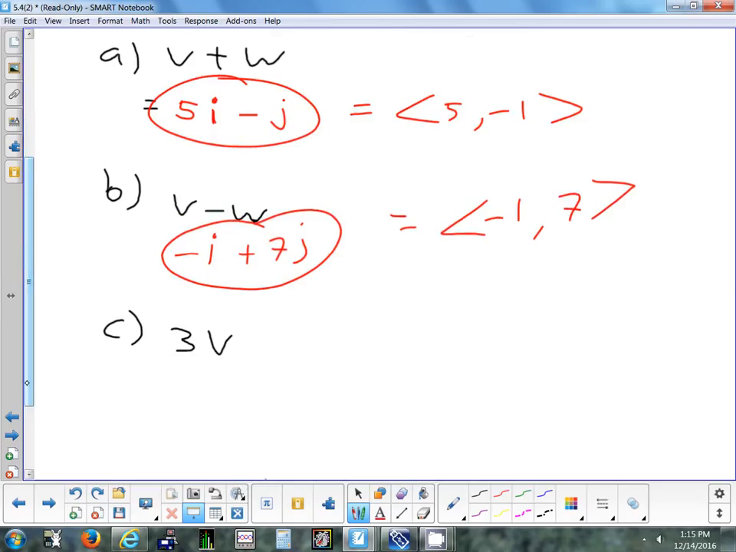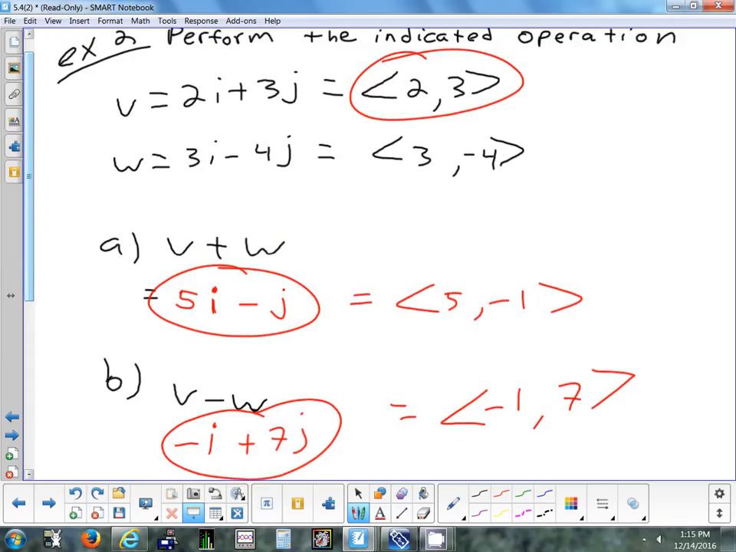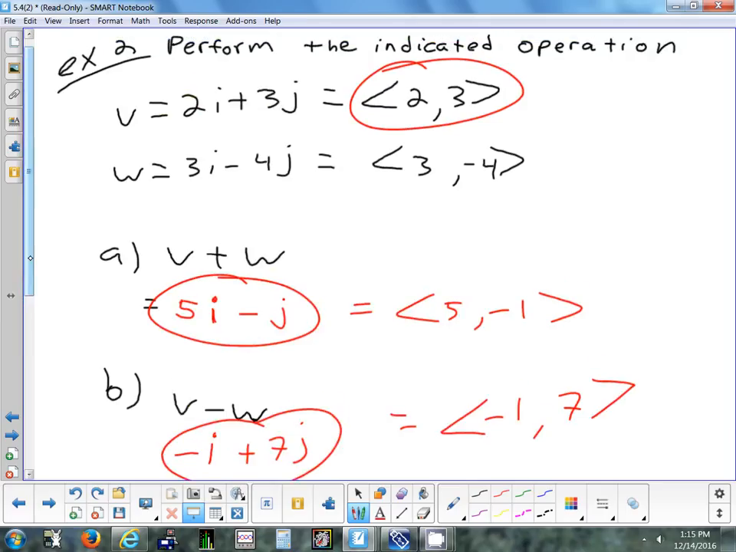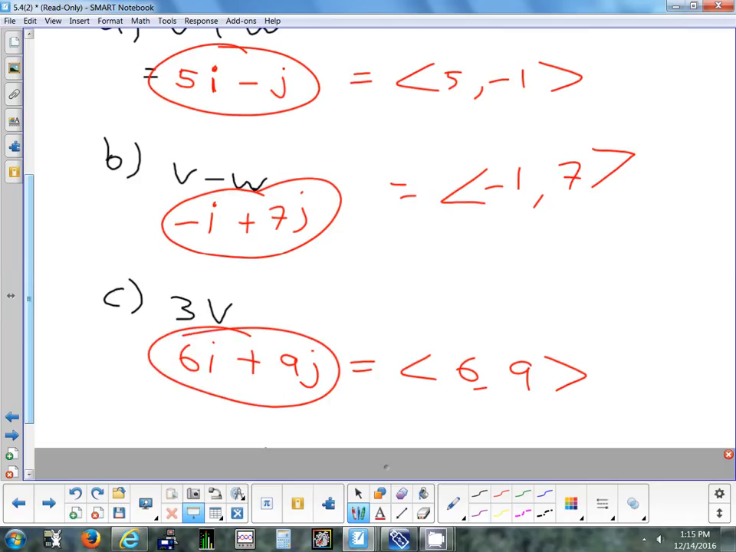Okay. This one we actually already did. We didn't write it yet, but it says to take vector v and triple it. So if you take the I component, it's 2I. What do you get if you triple that? 6I. And the j component is 3. If you triple that, you get 9J. That's it. That's the answer. Or you can write it that way. Any questions on that?